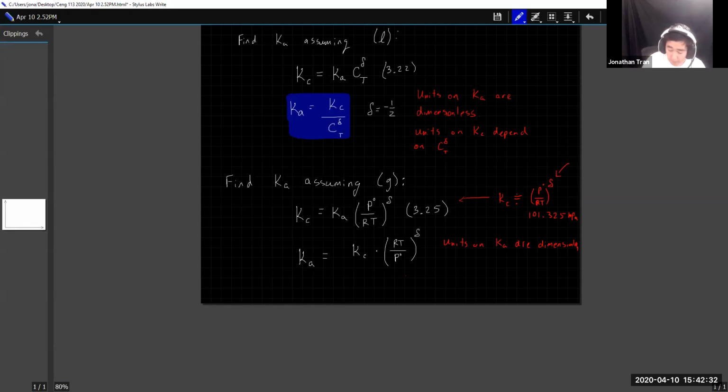And so we end up with this expression here. Ka is equal to Kc times (RT over P naught) to the power of delta. And just like in the previous example, if the substituents of the reaction in this case were given as gas, you would use this equation down here. And again, delta is equal to -1/2 in this case.